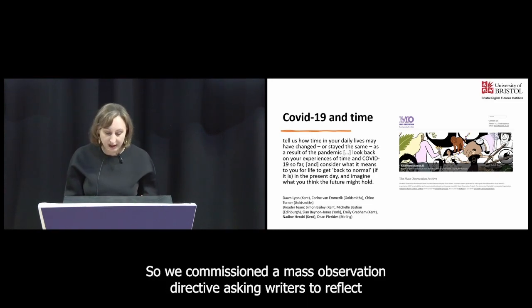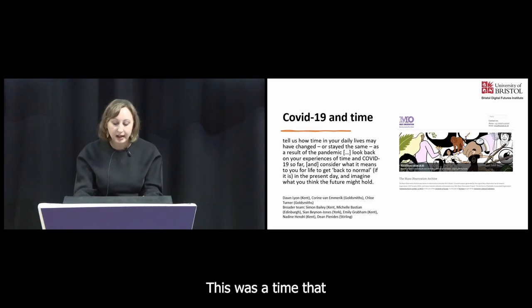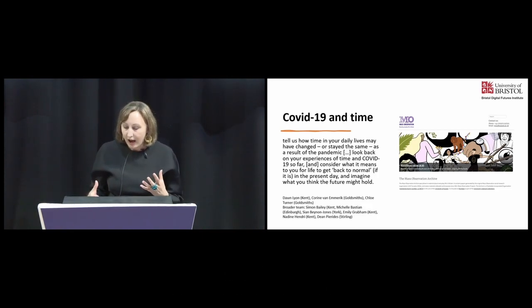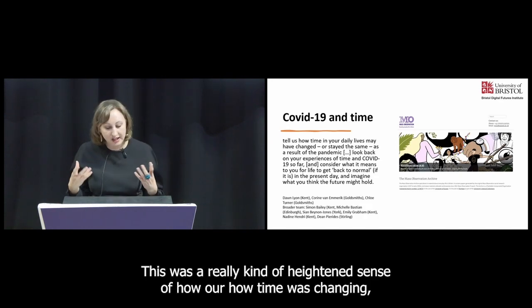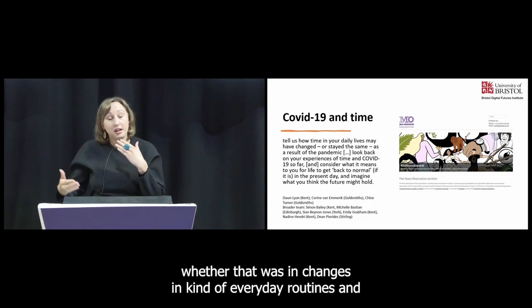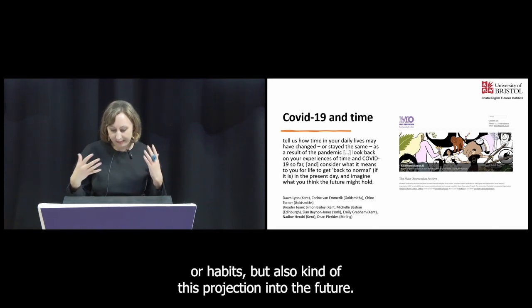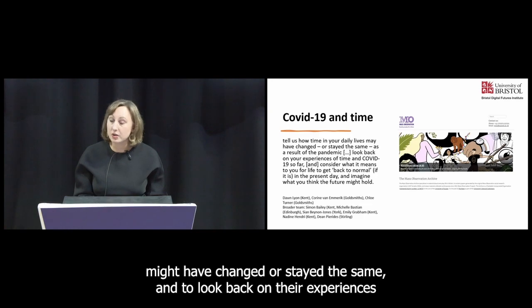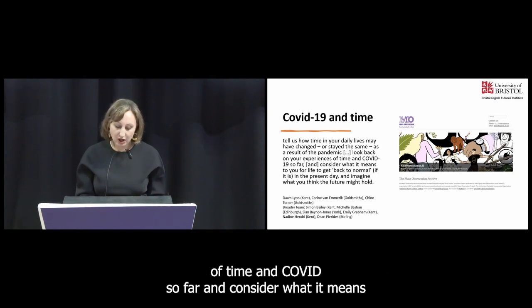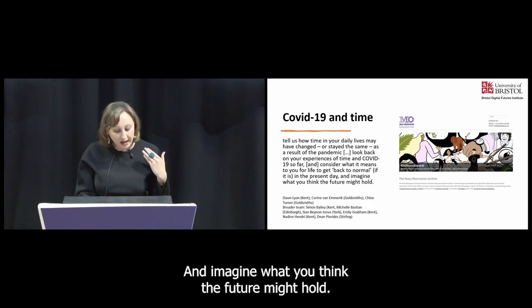So we commissioned a Mass Observation directive asking writers to reflect on how time was made, experienced and imagined during the first year of the pandemic. This was a time that really brought people's awareness of the changing experience of time to new levels. This was a really heightened sense of how time was changing, whether that was in changes in everyday routines or habits, but also this projection into the future. So we asked writers to tell us about how time in their daily lives might have changed or stayed the same, to look back on their experiences of time and COVID so far, and consider what it means for their life to get back to normal, if it is, in the present day, and imagine what you think the future might hold.